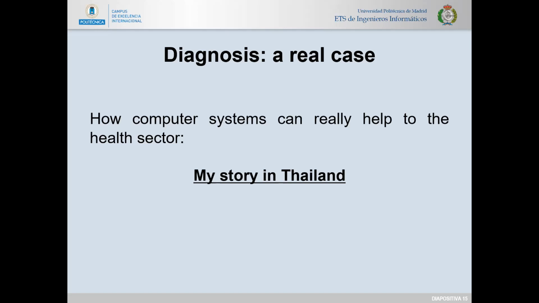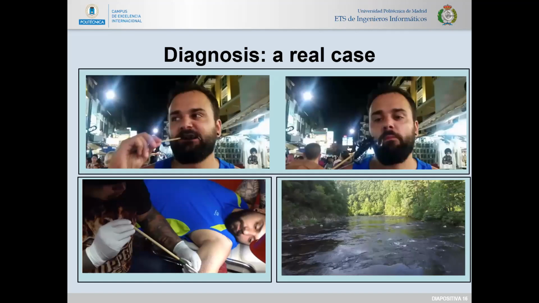So these diagnosis systems, I would say I know them very well. I know how effective they can be, and I know exactly how they can help in comparison with the capabilities of a person. I will explain this specific case, which, as I said, is a true story that happened to me in Thailand. I was in Thailand in 2014 with my girlfriend. We were doing a trip around the country.